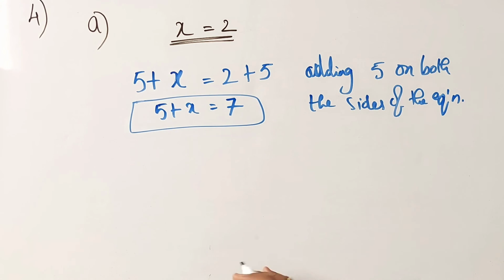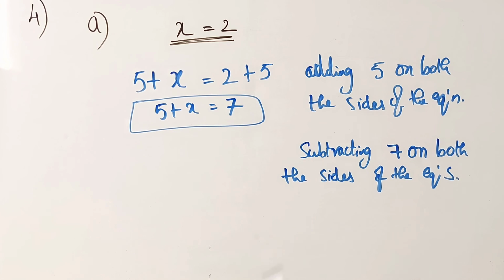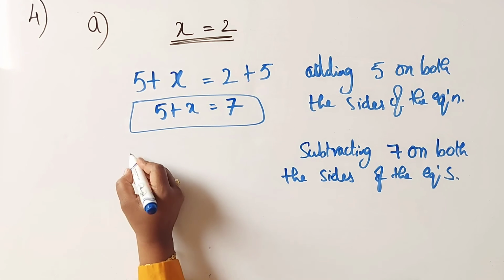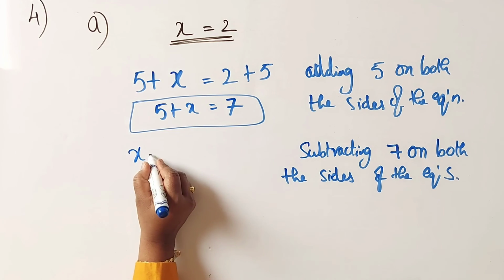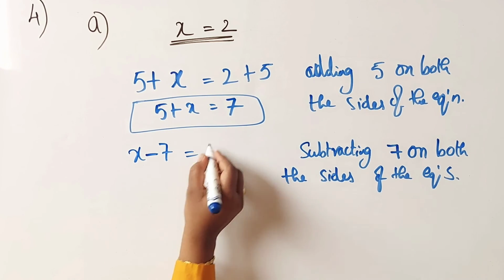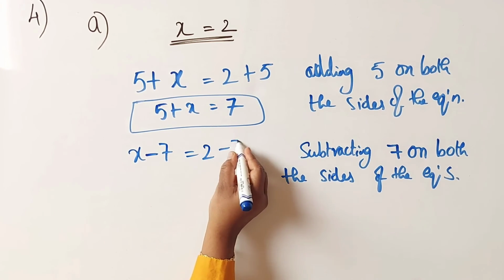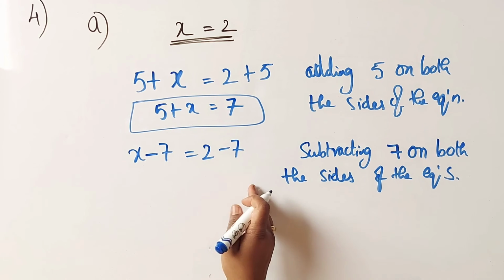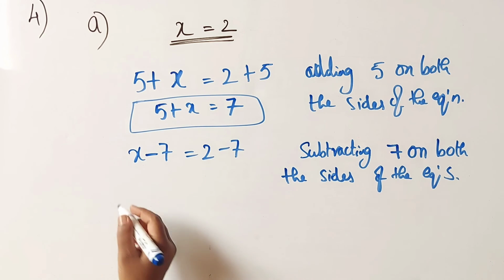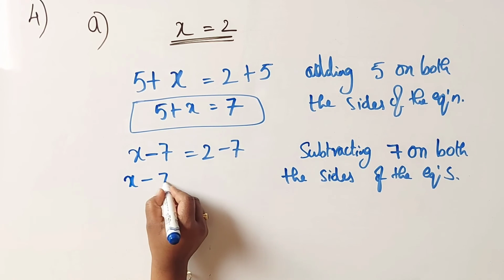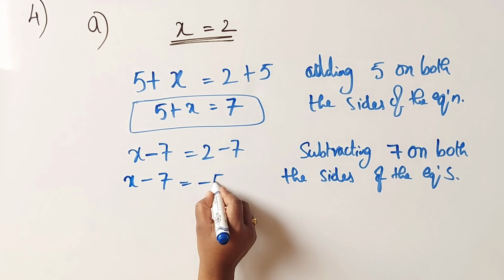Now for the second one we'll do subtraction, children. Here we'll subtract 7. Subtracting 7 on both the sides of the equation, children. So x is there. So subtracting 7 means minus 7, equal to 2 minus 7. Here also and here also we subtracted 7. Right, children? So the equation is x minus 7 equal to 2 minus 7, which is minus 5.